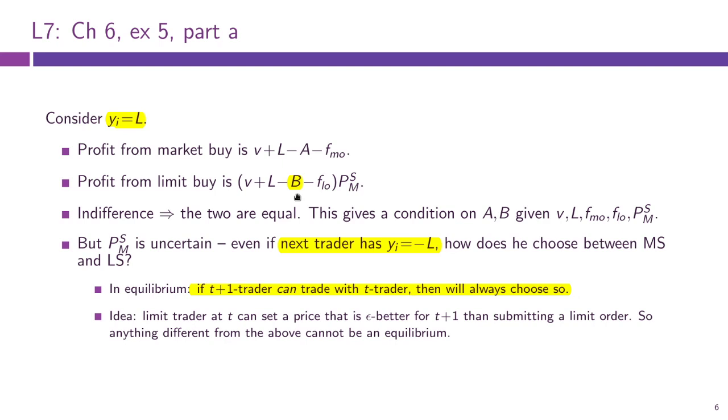So trader T will do this. Which brings us to a conclusion that trader T plus one must trade against a limit order whenever it's available. Trader T plus one must submit a market order when he can. Okay? So this is the only equilibrium that we can have. And this basically pins down the PMS for us. If you remember 10 minutes ago, that was our main question. How do we find out PMS?